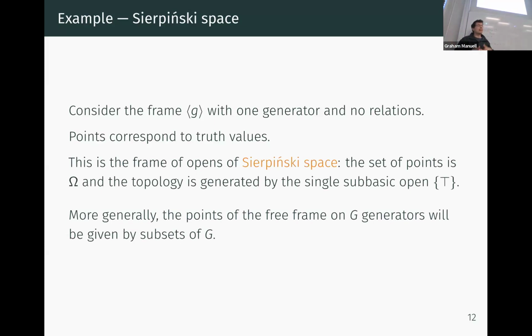And in general, if you just have generators and no relations, we're going to have maps from G into omega. So the points are going to be given by arbitrary subsets of G. So if you have a free frame on G generators, the points are going to be subsets of G. That's what they're going to correspond to. So this is Sierpinski to the G. Any questions about that?